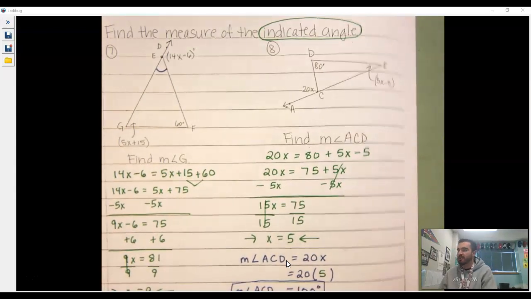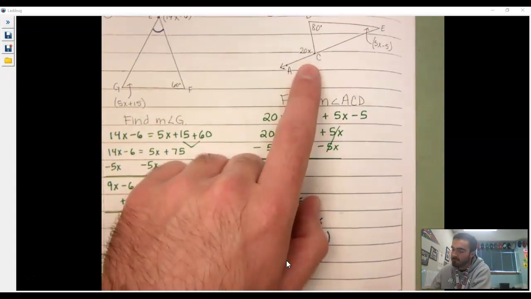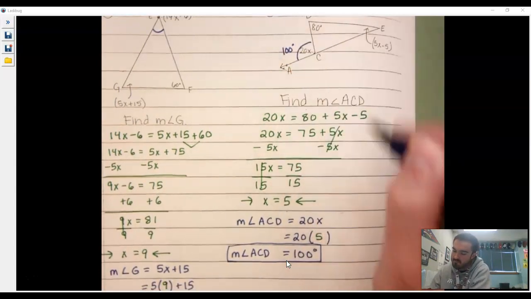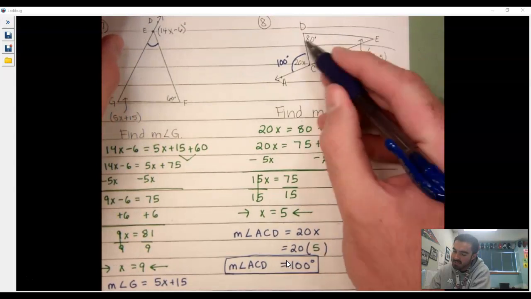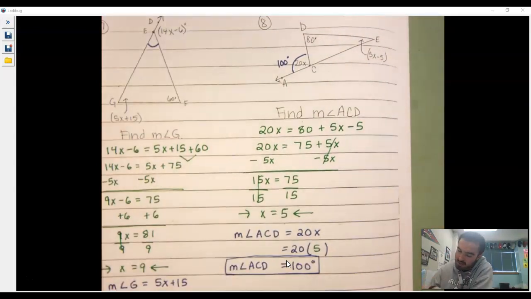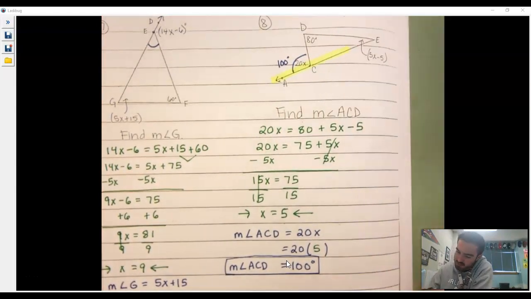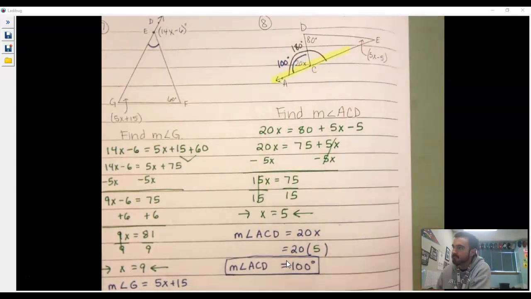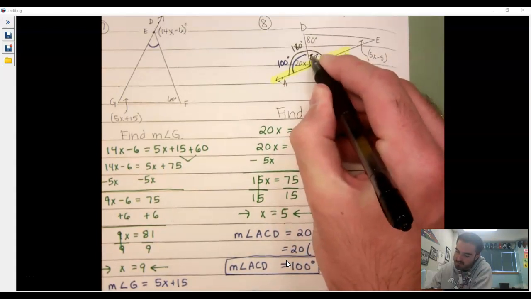So let's talk about how we could check our work here. The measure of ACD, we just found out, is 100 degrees. If we know that ACD and DCE both lie on a straight line, that means this whole thing adds up to 180 degrees. So if this side's 100, this side's got to be 80 degrees.